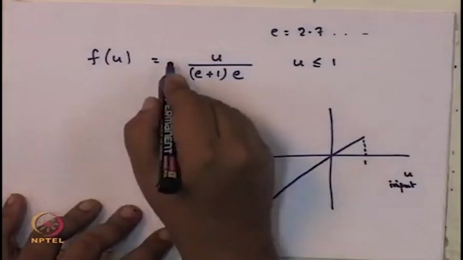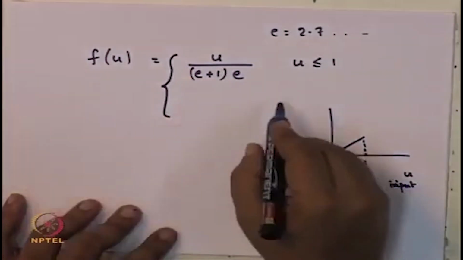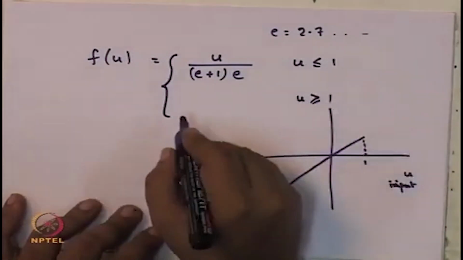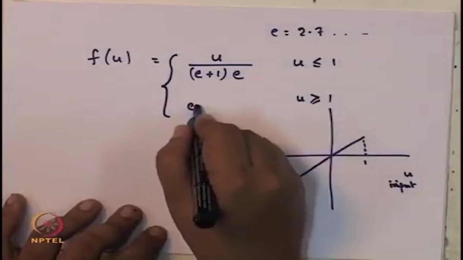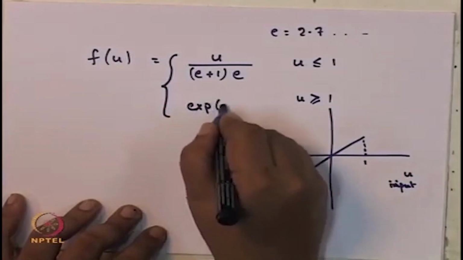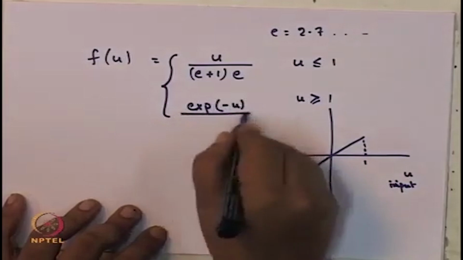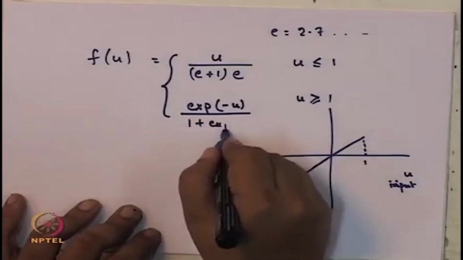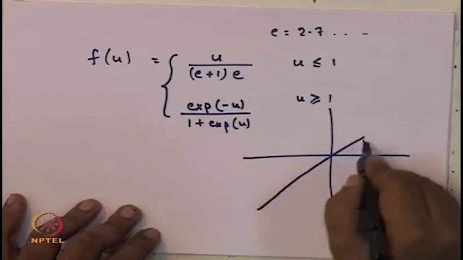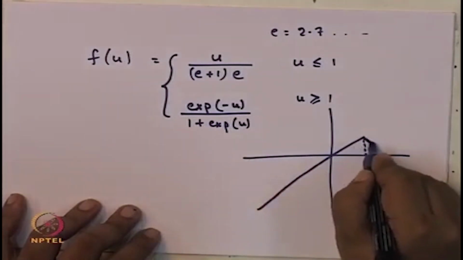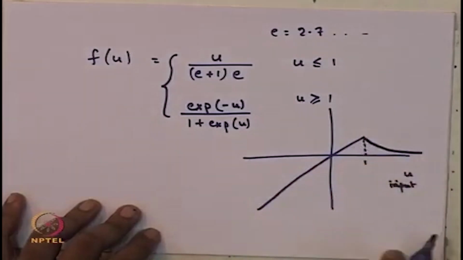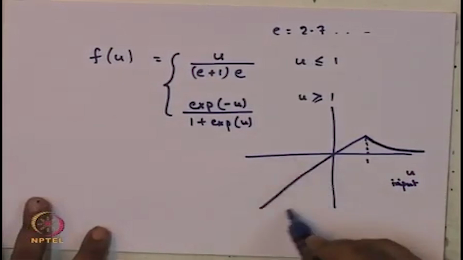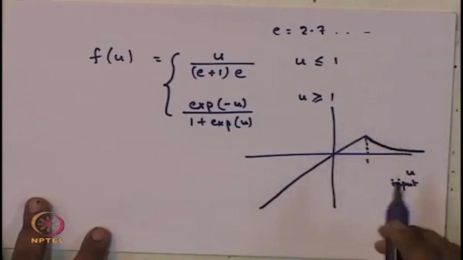So, this is the first part, and now the second part for u greater than or equal to 1, what you have is exponential of minus u divided by 1 plus exponential of u. So, here the characteristic that you are going to get is like that. Now if you look at this nonlinearity, it lies in the third quadrant and the first quadrant.